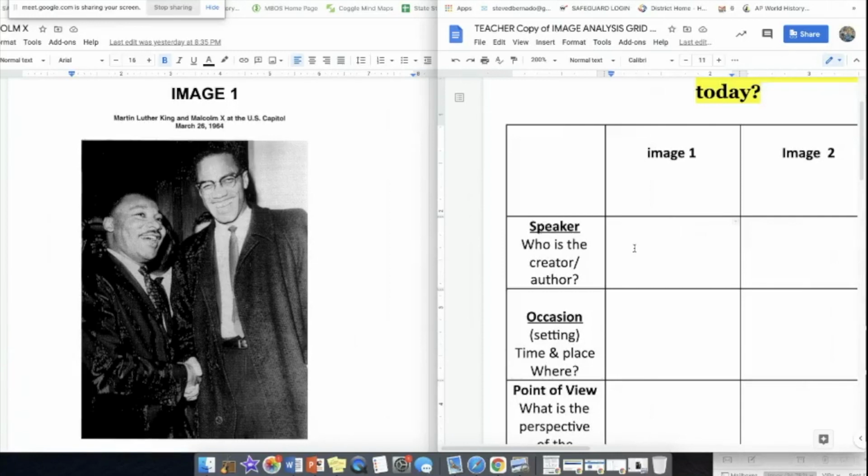I see two men. They're smiling and shaking hands. Who are they? Martin Luther King and Malcolm X. Where are they? At the U.S. Capitol. When are they? March 26, 1964. So who is the creator of this document or the speaker? We don't know. Unknown.